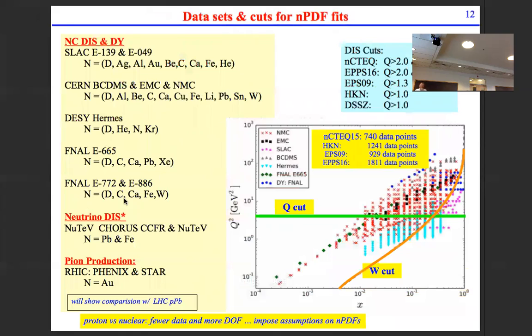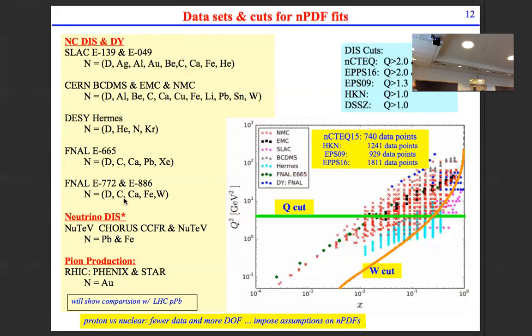So the data sets that go in here are typically the deep inelastic scattering, the Drell-Yan, and the neutrinos, which I put separately. I'll talk about that in a minute. And then the pion production from Rick, for example, is quite useful in trying to get some information on the gluon. And then these are the data sets. So as I said, nCTEQ15, we have about 740. Most of these have around 1,000, except for EPPS16, which included the neutrino deep inelastic scattering. And there, the nuclear correction is somewhat uncertain, so that's the reason for the increase.